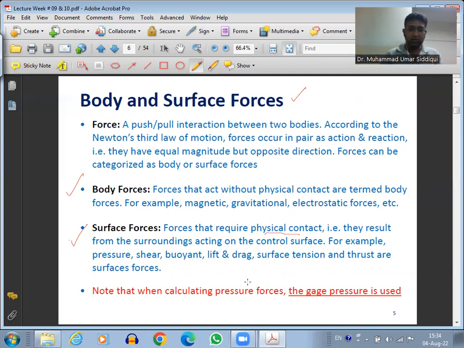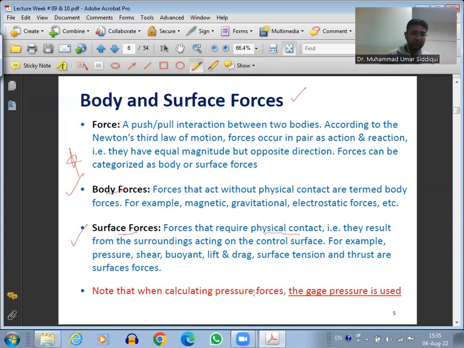So what can be asked in the exam? You can be asked what kind of forces there are, how you categorize those forces, and to give examples related to those forces. So that could be a short question in the exam. Then you have to mention that the forces are categorized into two different classes. We have body forces, we have surface forces. What are body forces? What are surface forces? And what are the examples of them? So this could come as a short question.